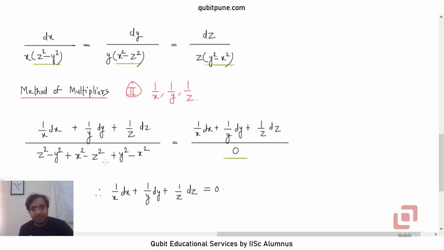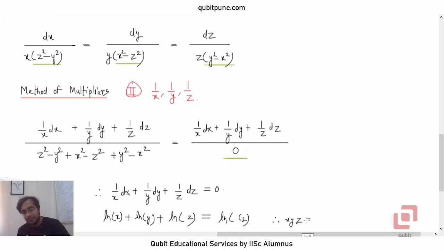So the numerator is 1 upon x dx, I keep on forgetting dx, 1 upon x dx plus 1 upon y dy plus 1 upon z dz equal to 0, right? That has to be the case, it has to be an indeterminate form. So if you now integrate this, what will you get? You will get ln x plus ln y plus ln z equal to what? We know that it is a constant, so let's call it ln c2. Therefore xyz equal to c2.